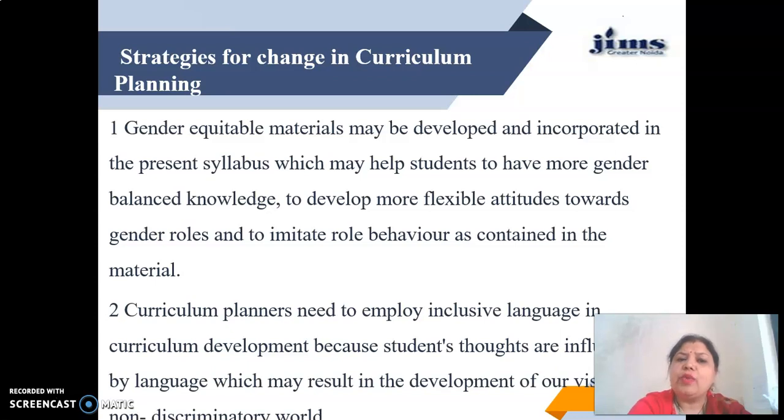So, gender equitable material may be developed and incorporated in the present syllabus, which may help students to have more gender balanced knowledge, to develop more flexible attitudes towards gender roles, and to imitate role behaviors as well. Curriculum planners need to employ inclusive language in curriculum development because students' thoughts are influenced by language, which may result in the development of our vision of a non-discriminatory world.